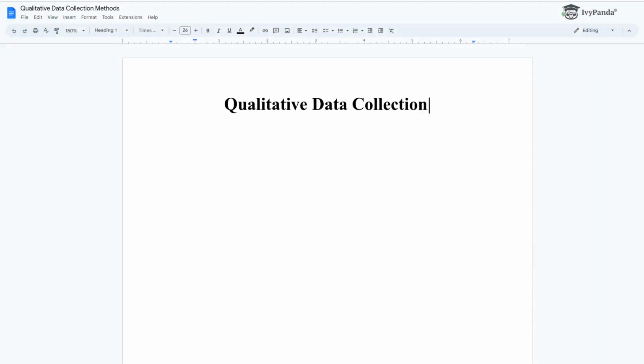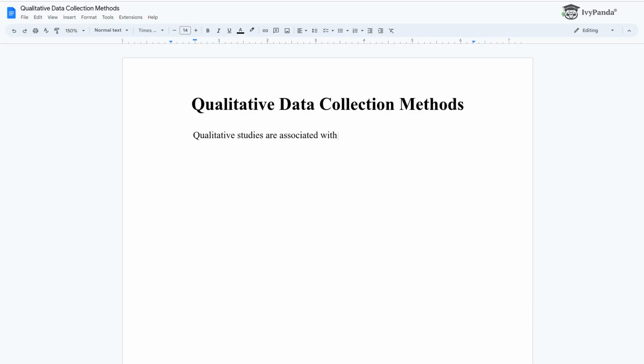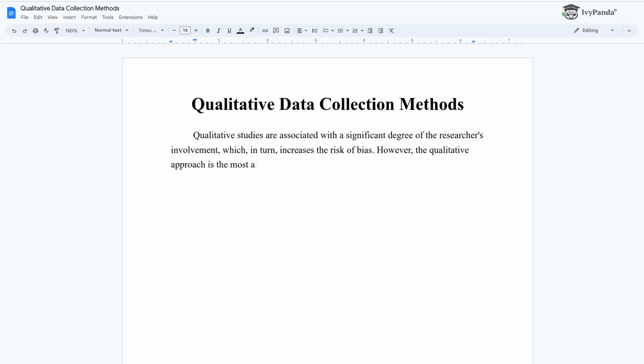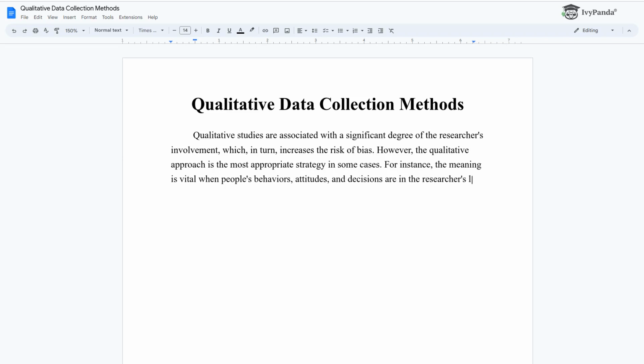Qualitative data collection methods. Qualitative studies are associated with a significant degree of the researcher's involvement, which, in turn, increases the risk of bias. However, the qualitative approach is the most appropriate strategy in some cases. For instance, the meaning is vital when people's behaviors, attitudes, and decisions are in the researcher's lens.